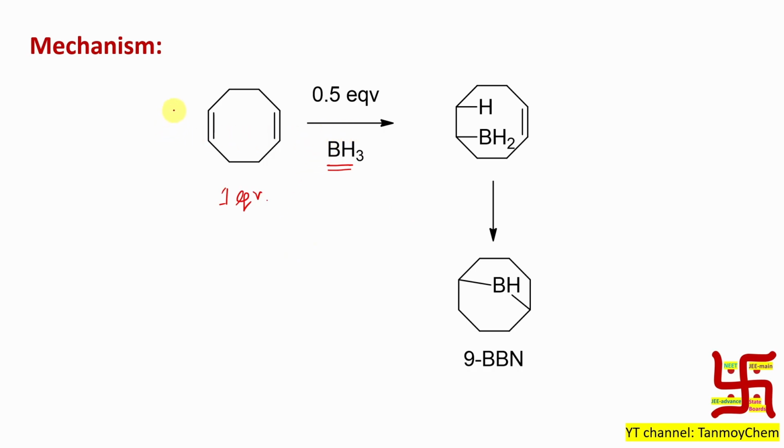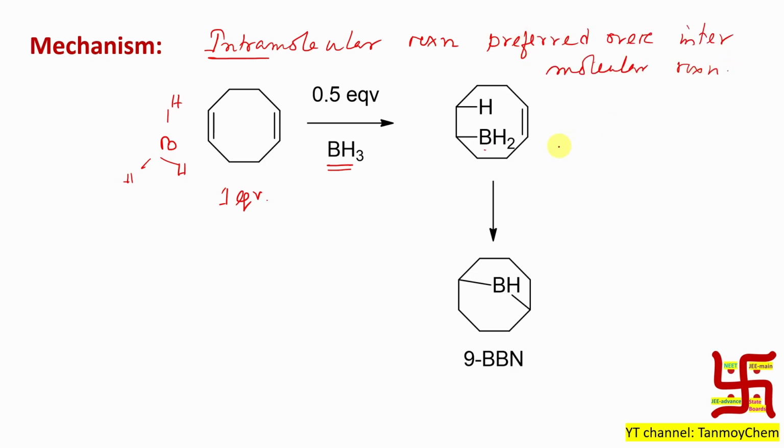So these BH bonds undergo addition reaction with any one of the alkenes. Fine. So syn addition, it produces BH2. Now remember what will happen here. Another BH3 will react, or this BH2, meaning one BH bond will get attached to this carbon-carbon pi bond. Remember one very important statement: intramolecular reactions are always preferred over intermolecular. So this is an intramolecular reaction, preferred over intermolecular. That's why one of the BH bonds will get attached there.